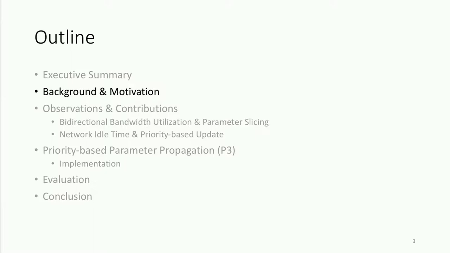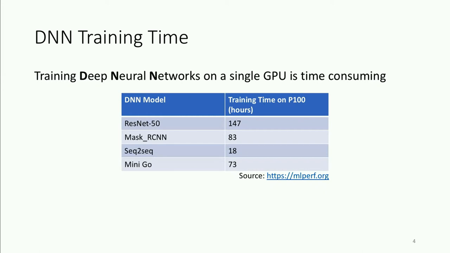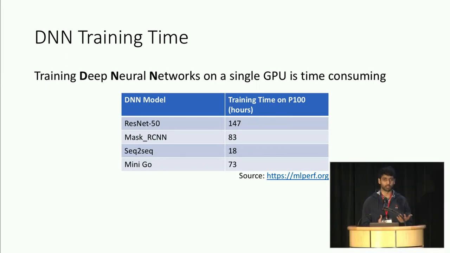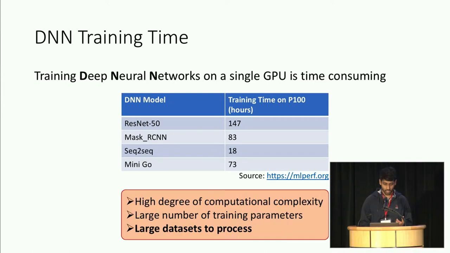Next, let me give you a little bit of background and motivation for this work. So neural network training on a single GPU is extremely time-consuming. These are four different machine learning models and their corresponding training time on a single P100 GPU. So as you can see, the training takes about tens of hours to days, or sometimes even weeks, to finish. And this happens because of three key reasons.